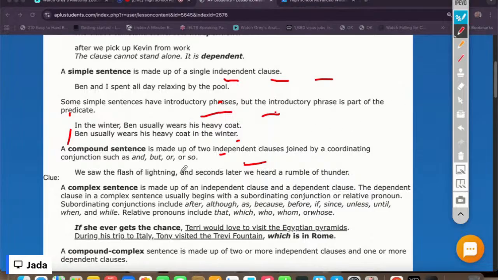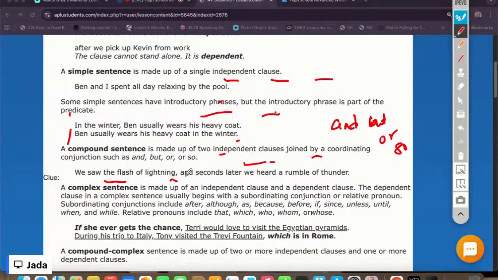Alright, so that's it for the simple sentence. And then next up we have a compound sentence. Compound sentence is made up of two independent clauses. So the clauses that can stand alone and it's a complete thought. So we join the compound sentence by what? Coordinating conjunction, okay, such as and, but, or, so. So that's how we connect the compound sentences.